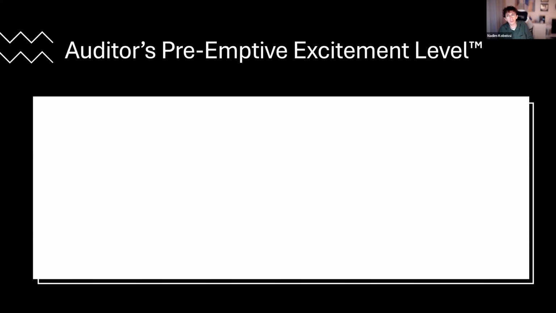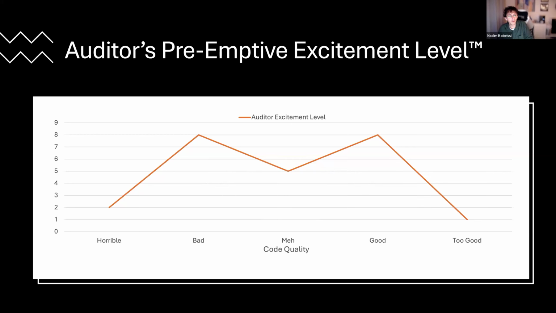So whenever I get an audit, I've developed this metric, I guess, called the auditor's preemptive excitement level. This is not a particularly serious metric. I'm hoping it'll get a few laughs, but it looks something like this. So if the code quality is horrible, you're looking at it, it's the first day of the audit, or you're preparing for the audit, and it's the weekend before the audit or whatever, and you realize that the code is horrible. So the level of excitement is very low because you realize that you're just going to have a terrible time looking through this horrible code, and you're just not going to have a fun time.